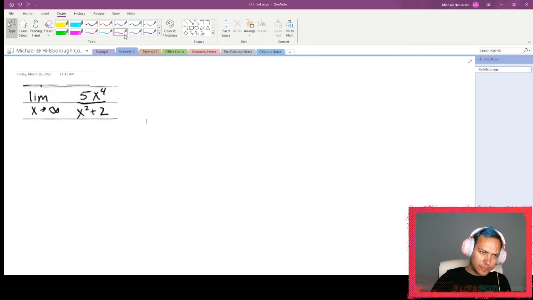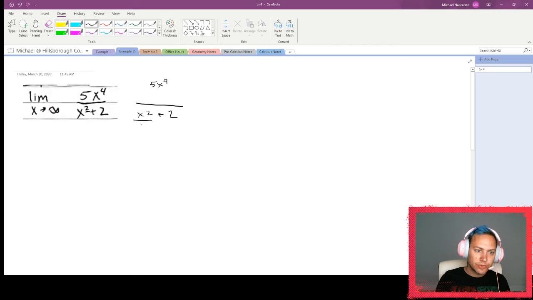What happens if the limit is approaching infinity of 5x to the 4th over x squared plus 2? Well, again, we're going to do the same thing. We're going to put some space underneath all of our terms. And the highest power in the denominator is 2. So we're going to divide everything by x squared.